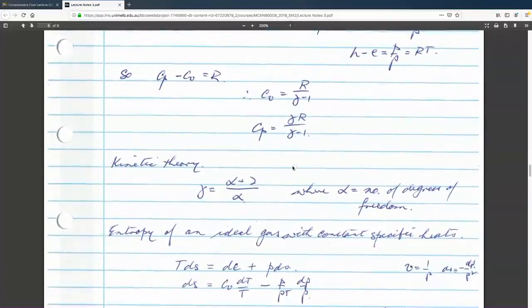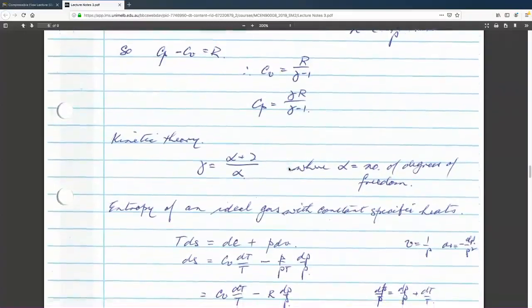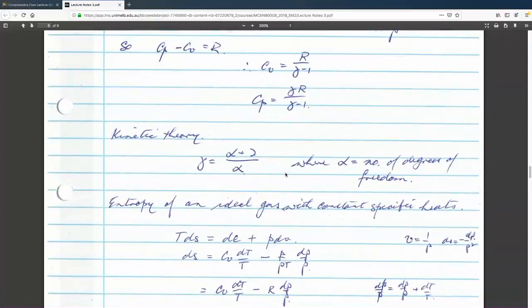Now, I'm not going to do it for you, but if you were to study kinetic theory, and some of you may have done, then you would know that gamma is related to the number of degrees of freedom. So for a monatomic gas, it's 5/3, and for a diatomic gas, it's 7/5. I hope you know that. How many of you don't? Good. You don't know it. Okay.